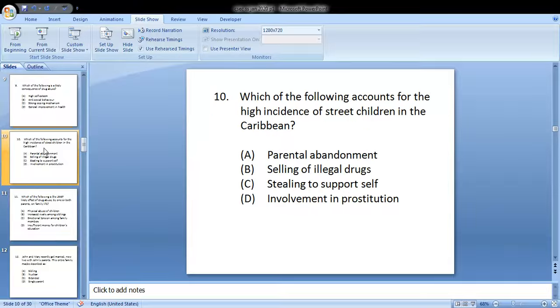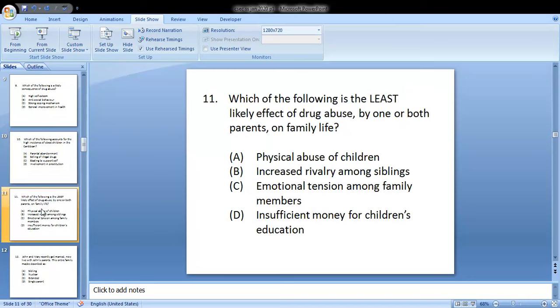Let's go on to number 10. Which of the following accounts for the high incidence of street children in the Caribbean? A. Parental abandonment. B. Selling of illegal drugs. C. Stealing to support self. D. Involvement in prostitution. So we know the answer would be A. Parental abandonment.